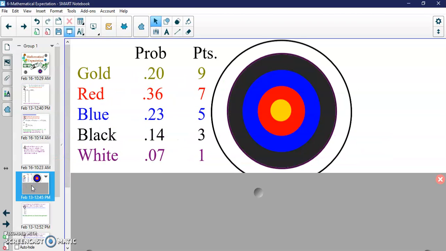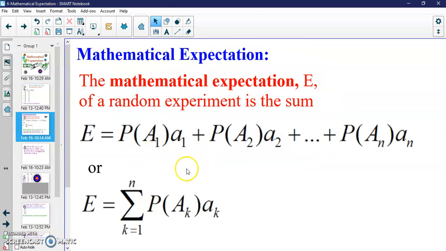So first example here, we've got a target that we're shooting arrows at, and this just represents the probability of getting certain values and the point value for each part of our target. So thinking back to our equation, again we have the sum of the probability of some event multiplied by the value of that event, and adding each of those terms together.